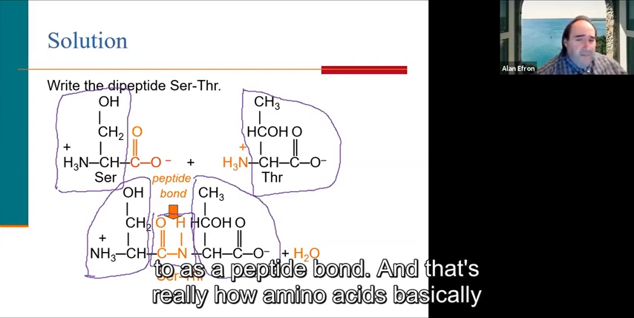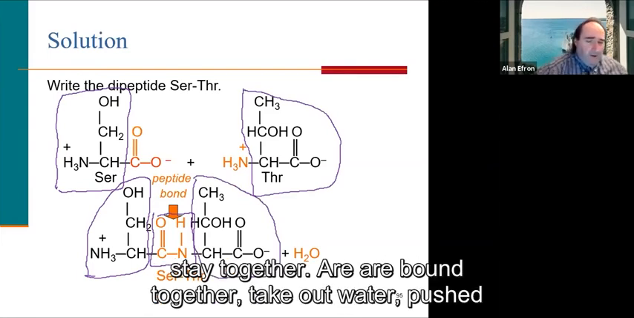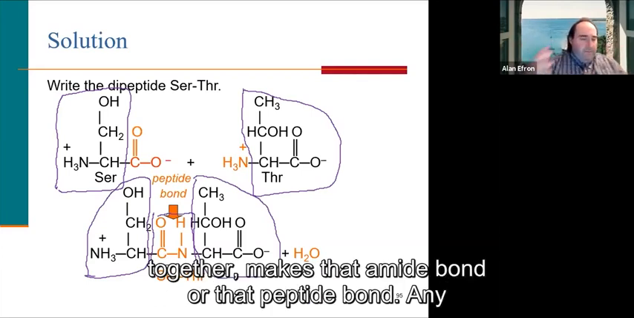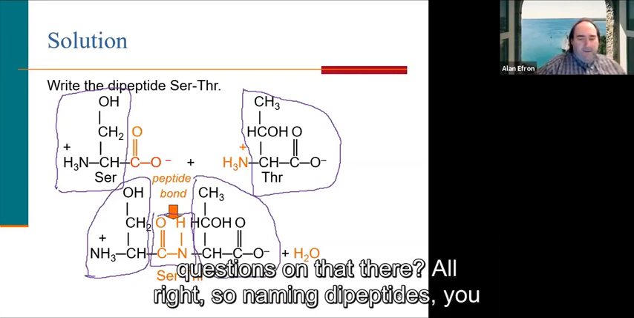And that's really how amino acids basically stay together, are bound together: take out water, push together, makes that amide bond or that peptide bond. Any questions on that there?